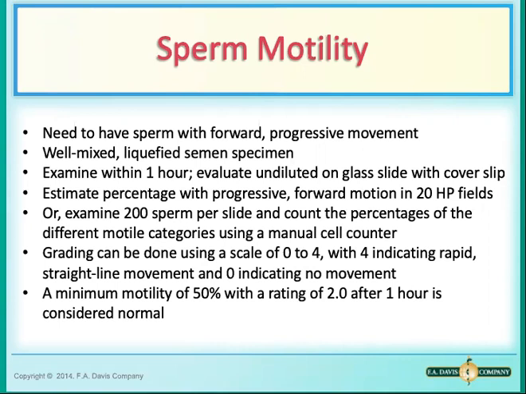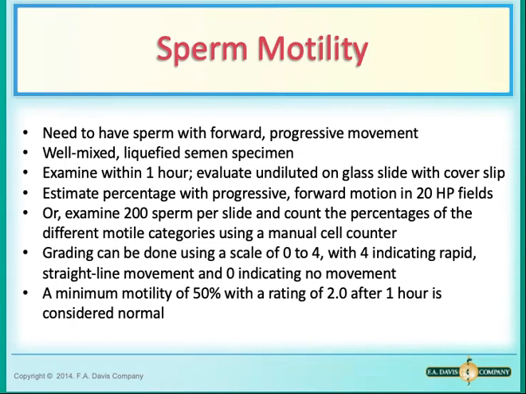So you will evaluate the cells for both the speed of motility and the direction of motility. You can use a grading scale of 0 to 4, with 4 indicating rapid motility or straight line movement, and 0 indicating no movement at all. So the minimum motility of 50% with a rating of 2 after 1 hour is considered normal. So the reference value here for motility would be a minimum of 50% motility with a rating of 2.0 or 2 after 1 hour of collection, and that is considered normal.